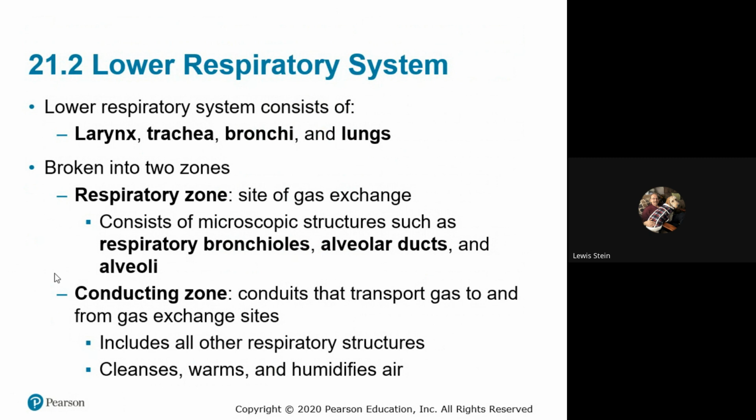When we finally get to what's called the respiratory zone, we're at the point where we're so close to where the exchange of oxygen and carbon dioxide take place that we don't have to move oxygen and carbon dioxide. Simple diffusion will take over. You're right next to the membranes. That's called the respiratory zone.